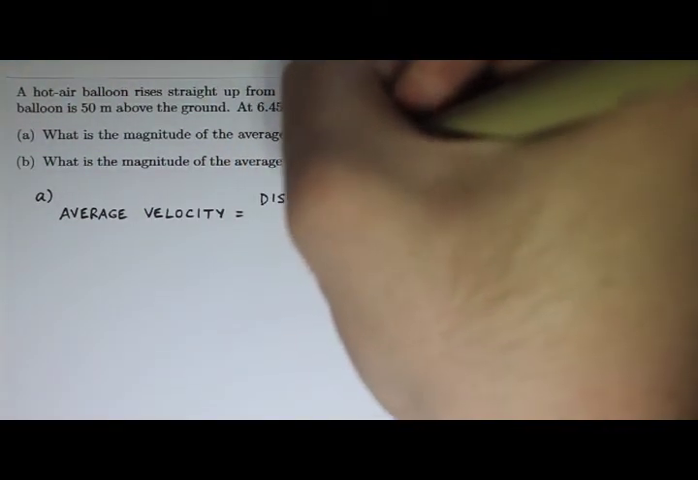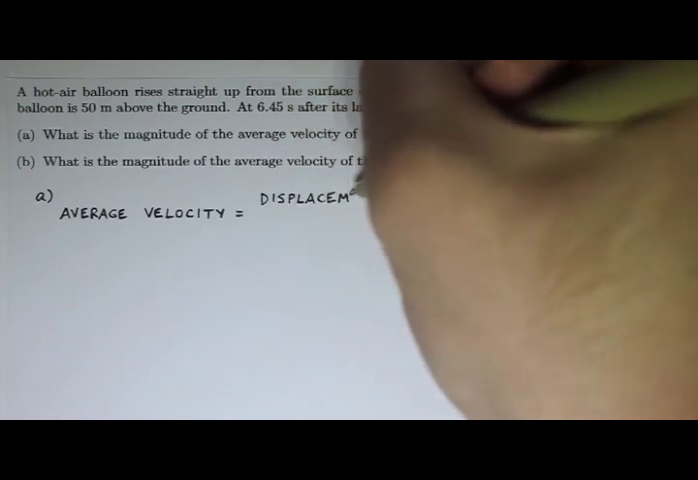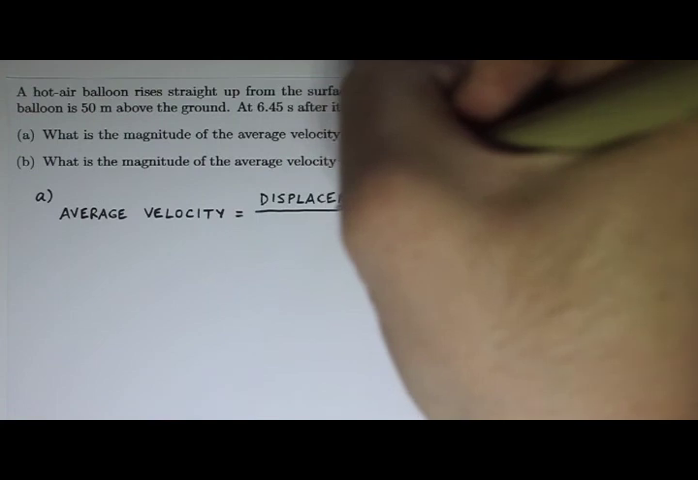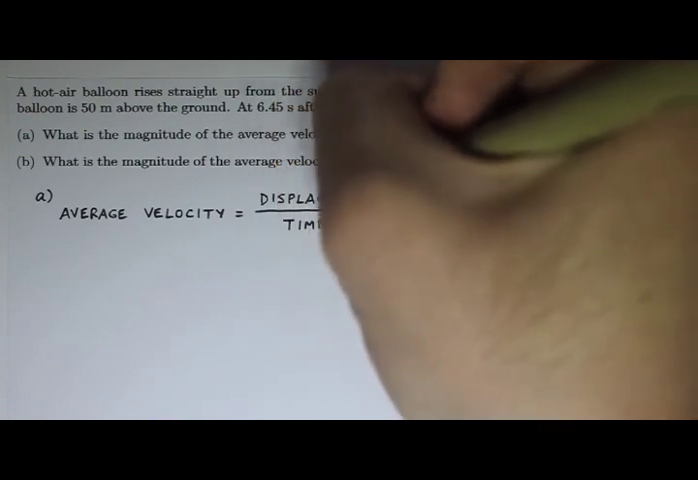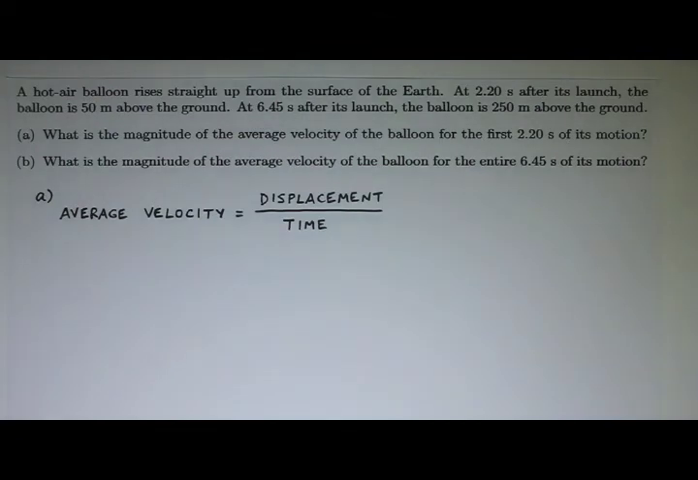Okay, so average velocity is displacement divided by time. Now, this is a little bit different from the formula for average speed. Remember, average speed is just the total distance traveled divided by the time. So average velocity is a vector and displacement is a vector. We're looking for the magnitude of the average velocity, meaning that we're going to look for just the length or the number, not the direction. So let's try calculating and then you'll see how that works.